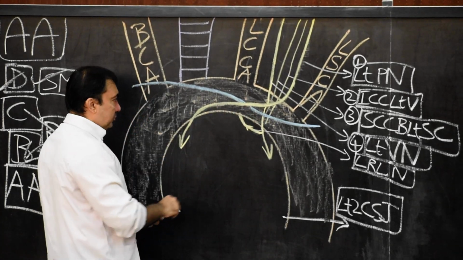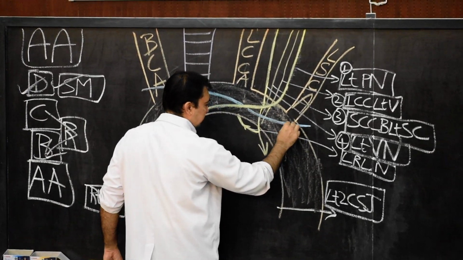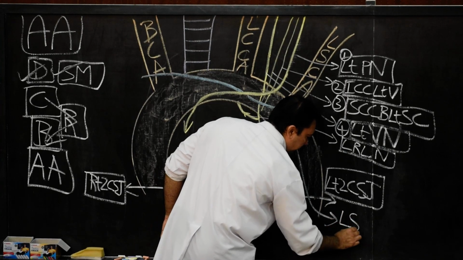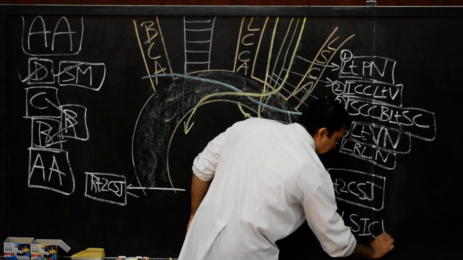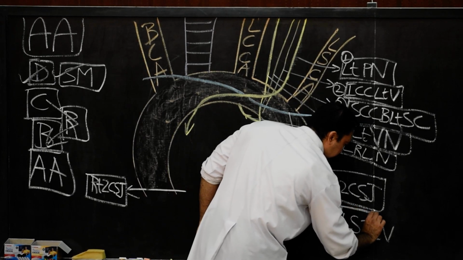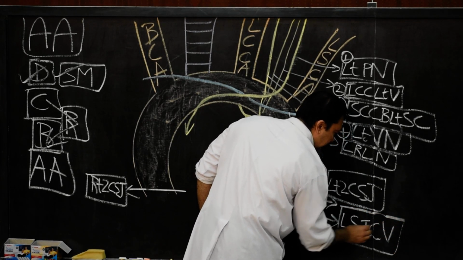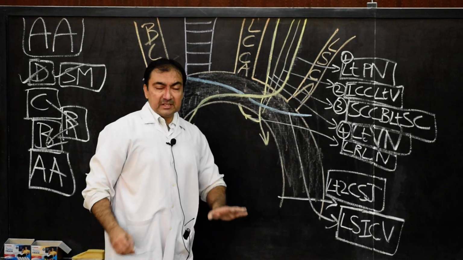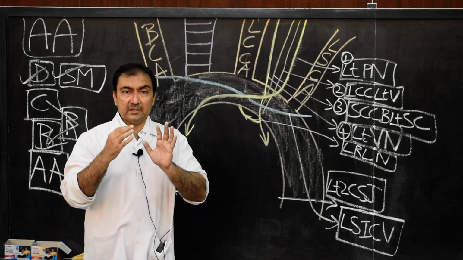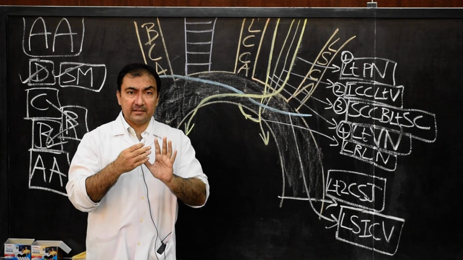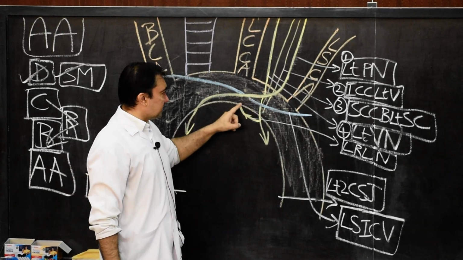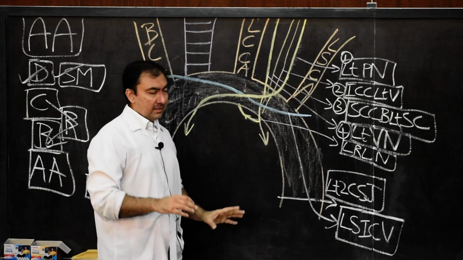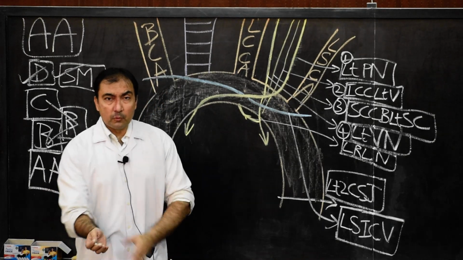And here we are going to mark this structure as the left superior intercostal vein. So these are the structures which are related anterior to the arch of aorta. Anterior relations of arch of aorta, all these structures, whatever I have discussed with you, including the left superior intercostal vein.